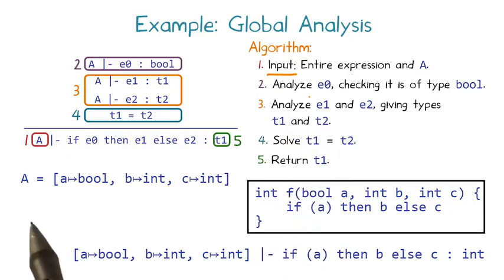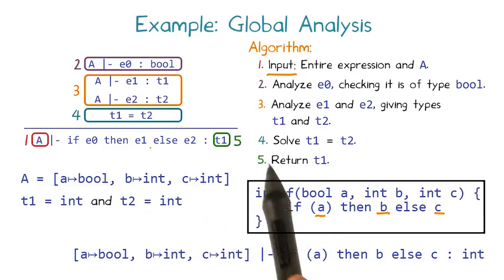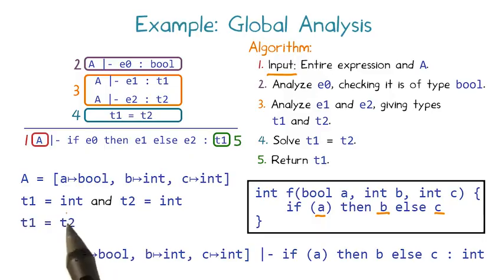In step 2, under this environment, we analyze E0, which in our example is the variable A, checking that it is of type Boolean. In step 3, under the same environment, we analyze E1 and E2, which in our example are variables B and C, giving types T1 and T2 as int and int respectively. In step 4, the analysis solves the side condition T1 equals T2, which indeed holds since it just inferred that both T1 and T2 are int. Finally, the analysis returns T1, which is int.